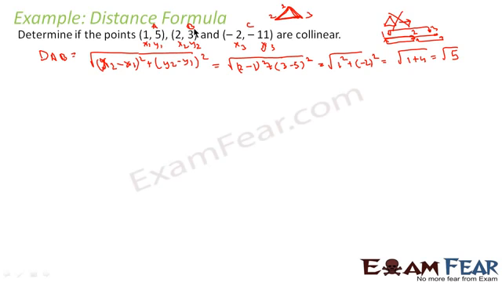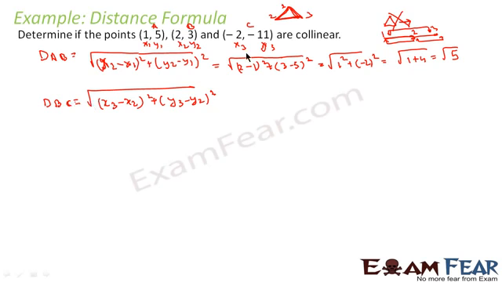Let's find the distance between points B and C. The distance between B and C is nothing but the root of, this time we'll take x3 and x2: (x3 minus x2) square plus (y3 minus y2) square. Please note it is y3 and y2 here, whereas it was 2 and 1 earlier because we were taking points A and B. A was (x1, y1), B was (x2, y2). Since here we are talking about the distance between points B and C, we'll take these 2 points, B and C.